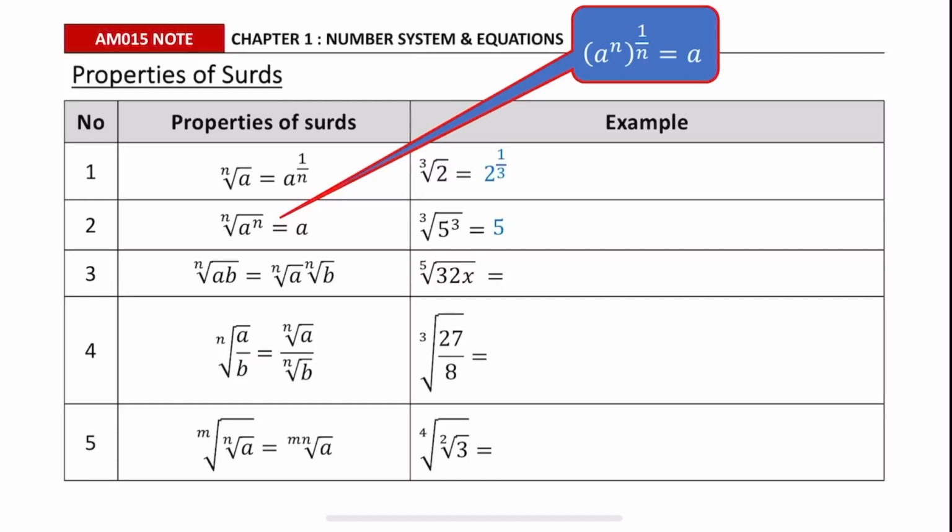The third property is the nth root of ab is equal to nth root of a multiplied by the nth root of b. That means we can split a single surd to multiplication of two surds. The example is the fifth root of 32x. This is equal to the multiplication of fifth root of 32 and fifth root of x, which then can be simplified to 2 multiplied by fifth root of x.